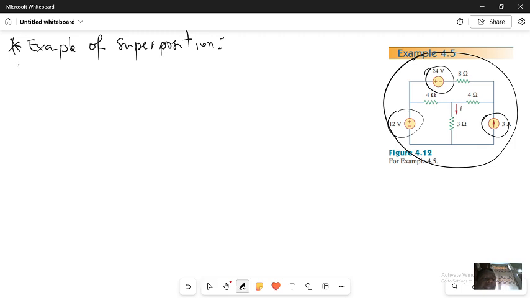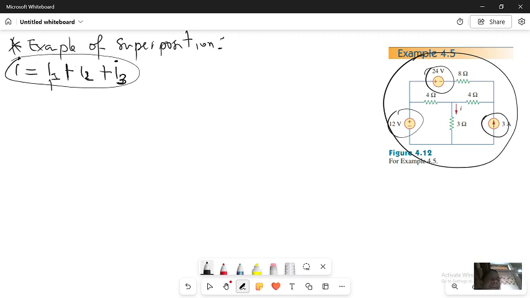Since I have three independent sources, I is going to be I1 plus I2 plus I3. Why I3? Because I have three independent sources: this source, this source, this source. So it's going to be the summation of all these currents. I1 is the current contributed by the 12 volt source, I2 is the current contributed by the 24 volt source, and I3 is the current contributed by the 3 ampere source. I have only three independent sources.